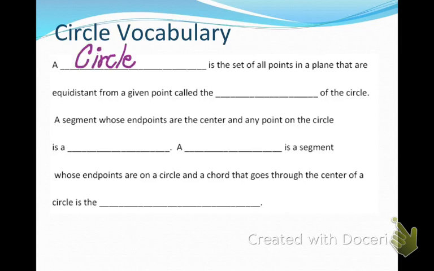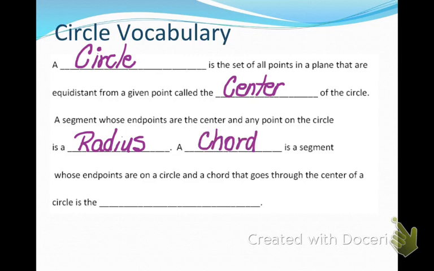A circle is a set of all the points in a plane that are equidistant from a given point called the center of the circle. So, circle is just the round part. A segment whose endpoints are the center and any point on the circle is called a radius. A chord is a segment whose endpoints are on a circle, and a chord that goes through the center of the circle is called the diameter.